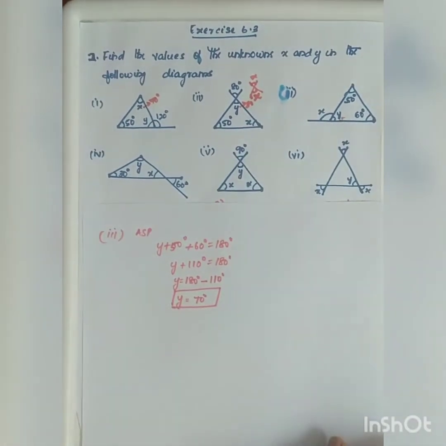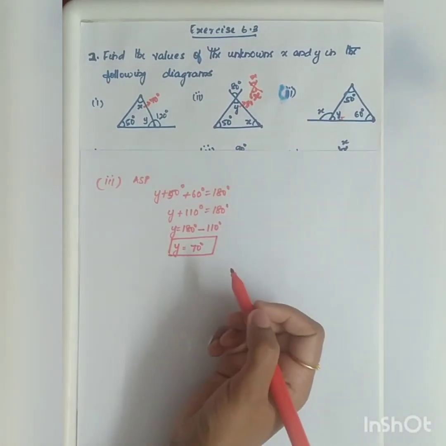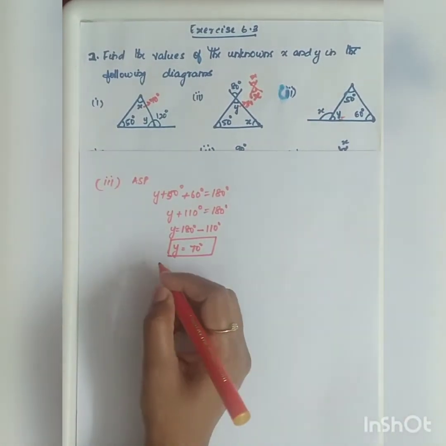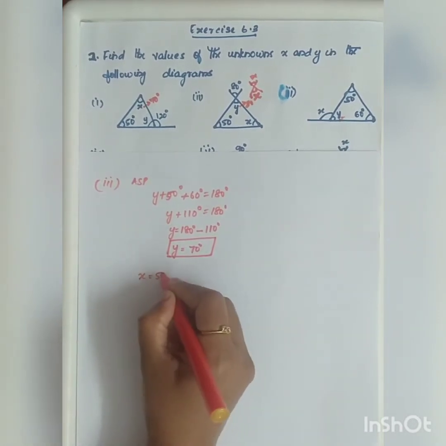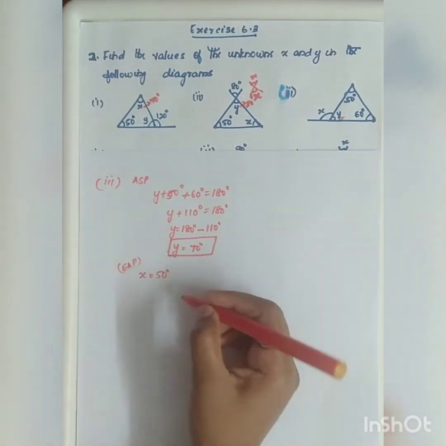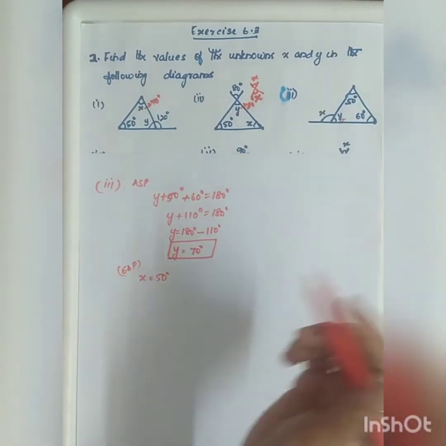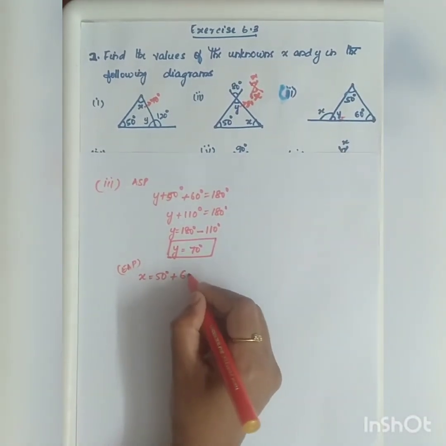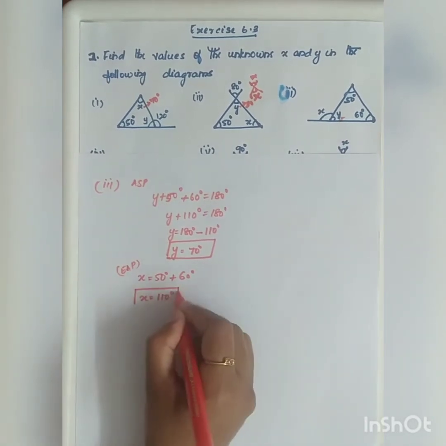Now, y is equal to 70. Can we apply the exterior angle property? So we know that the exterior angle is equal to the sum of the interior angles in the opposite side. So the interior angles in the opposite side is nothing but 50 degree plus 60 degree. So we get x is equal to 110 degree.